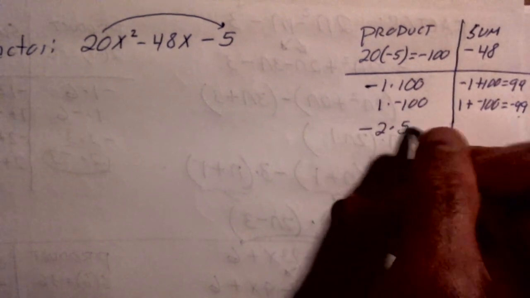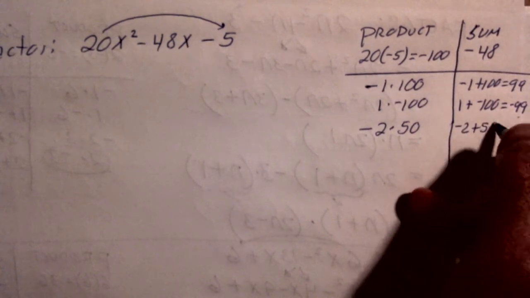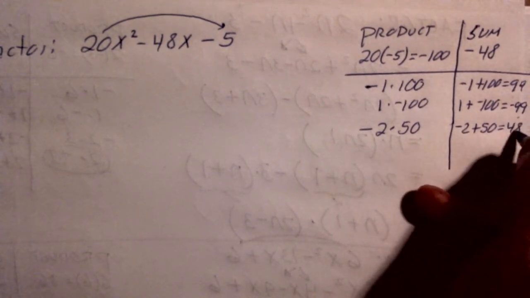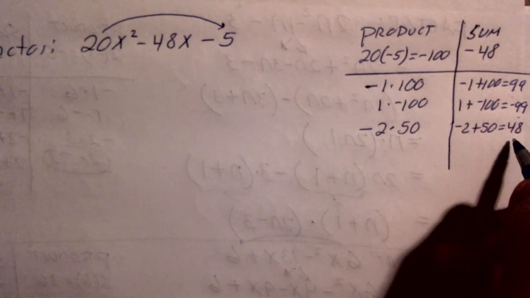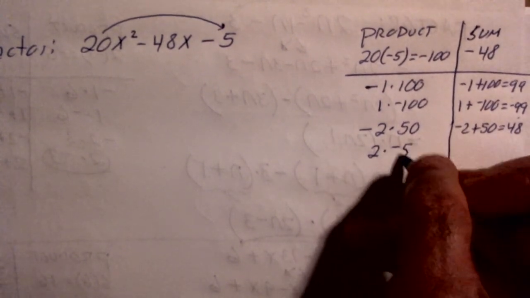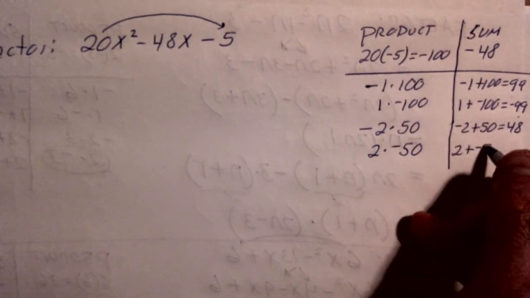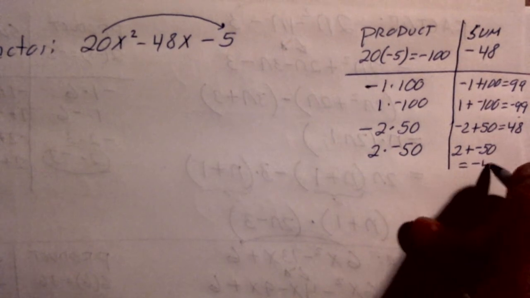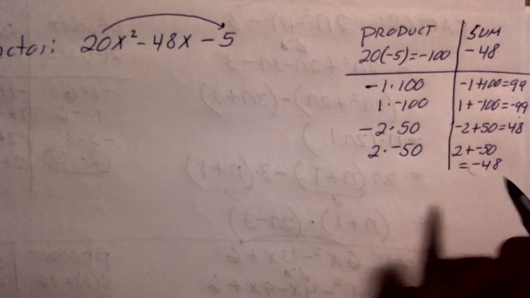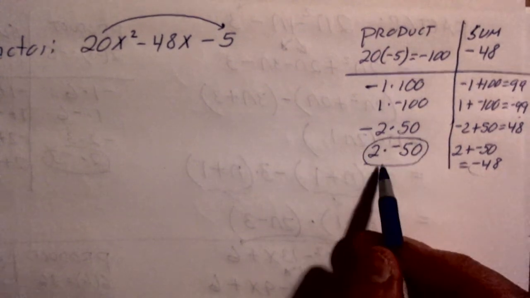Negative 2 and 50 are factors of negative 100, and notice negative 2 plus 50 adds up to a positive 48. We're getting close. So we'll switch the signs on these. How about positive 2 and negative 50? These are factors of negative 100, and these finally add up to what we need, namely negative 48 for the middle coefficient. So the only factors of negative 100 that sum up to negative 48 would be positive 2 and negative 50.